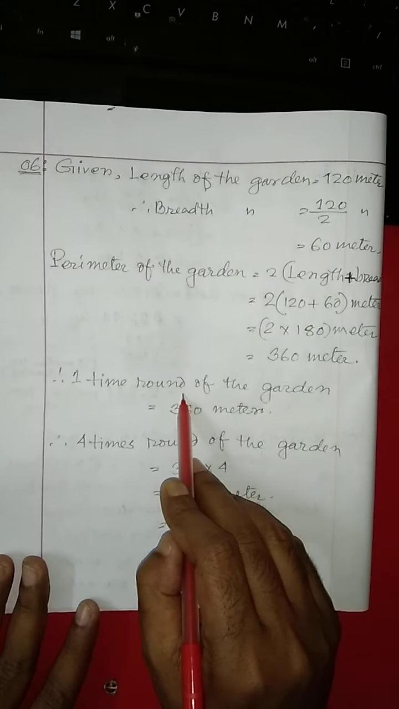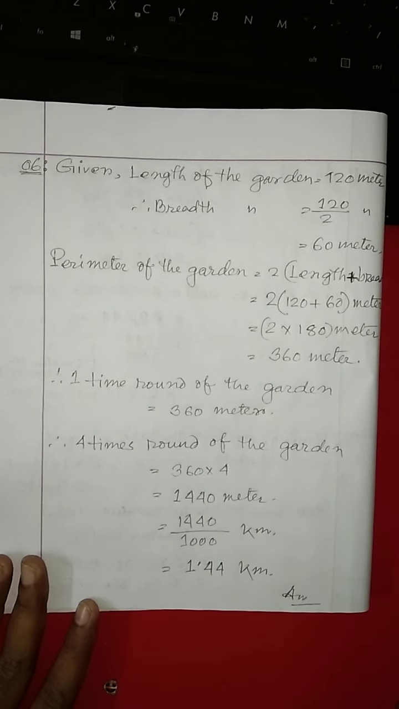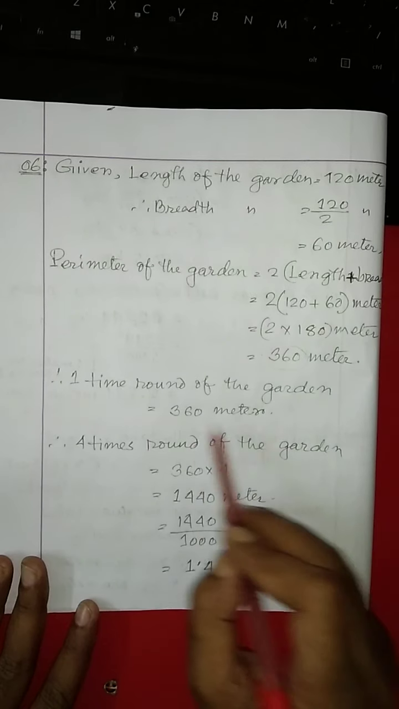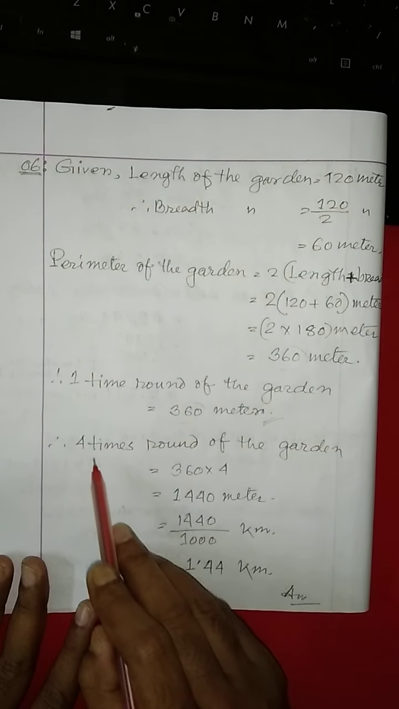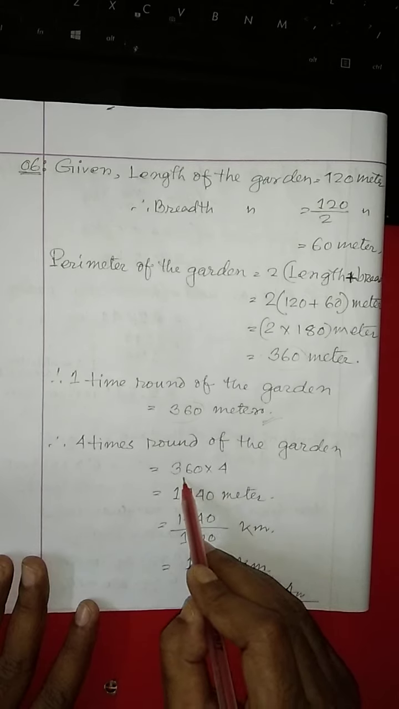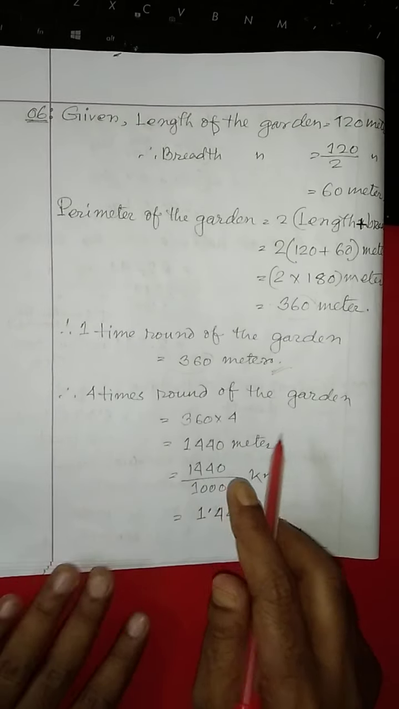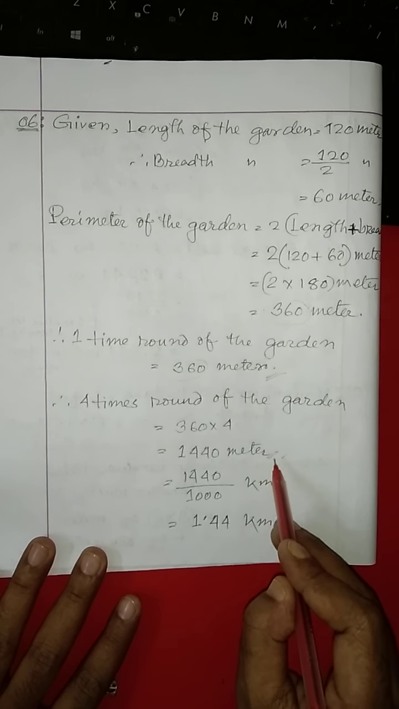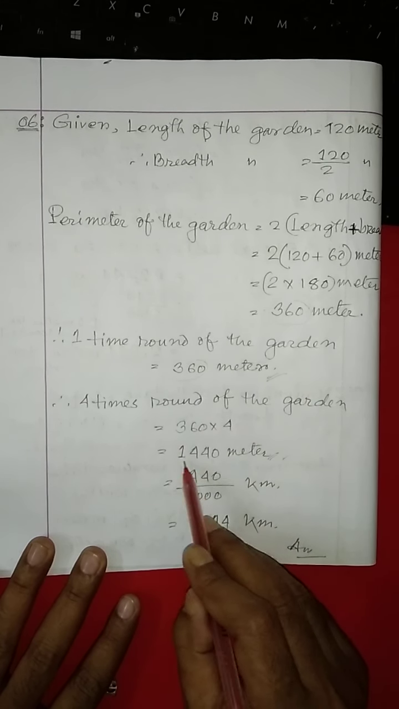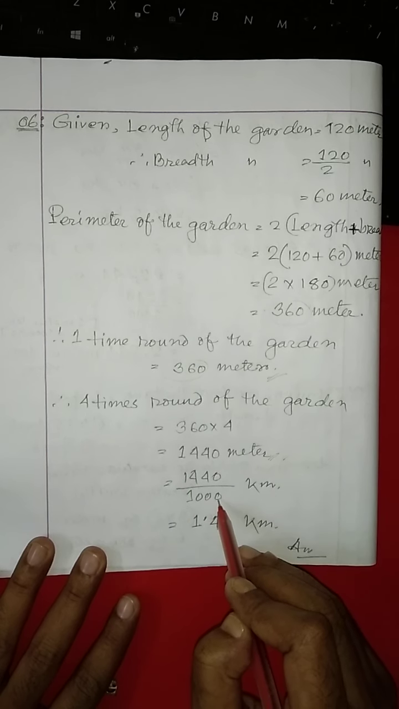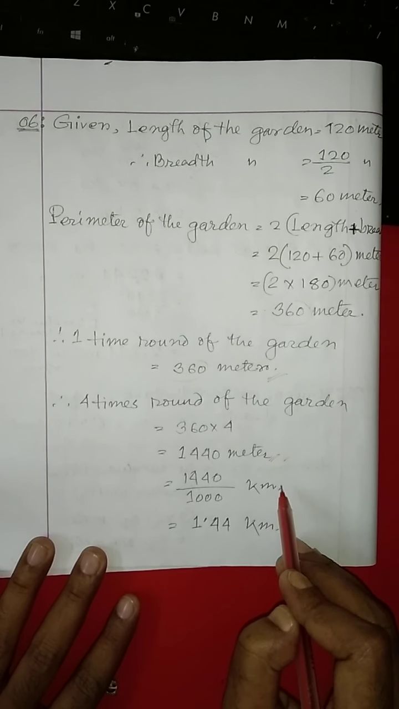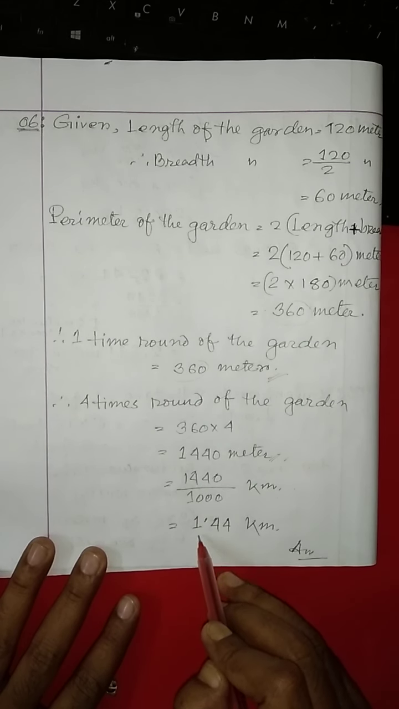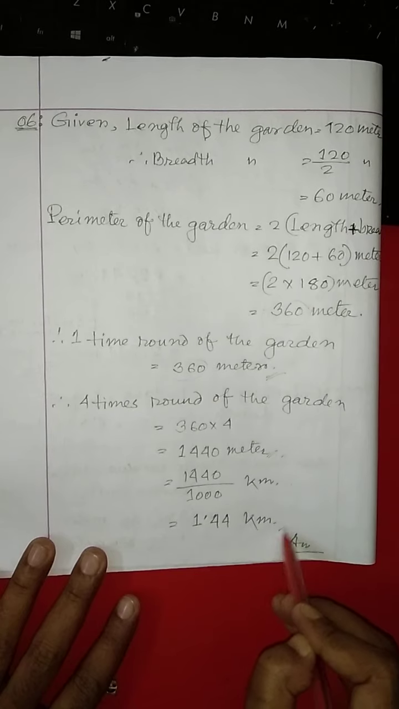So 1 time round, because he rounds it 4 times, so 1 time round is 360. So 1 time round of the garden is 360 meters, Mr. Chaudhary, and 4 times round the garden is 360 into 4. So 360 into 4 equals 440 meters, but you have to convert it into kilometers. So 440 divided by 1000, because 1 kilometer equals 1000 meters. That's why we'll get 1.44 kilometers.